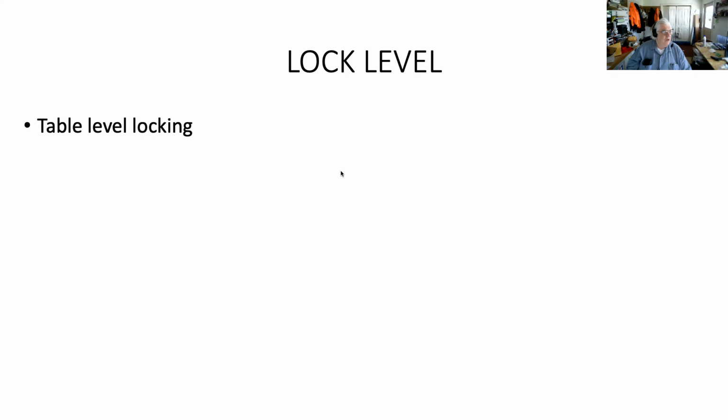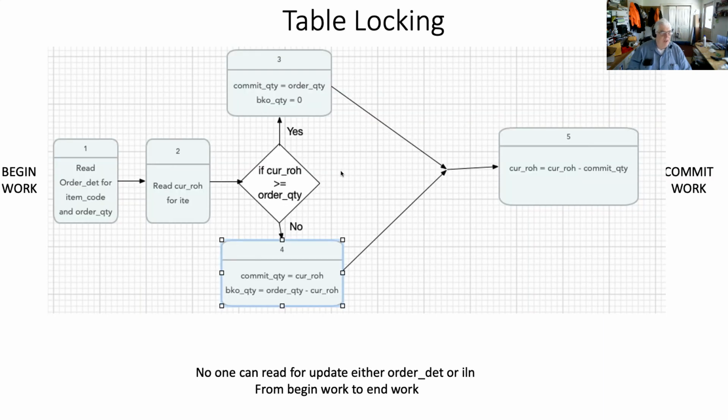We have the ability to do table level locking. With table level, when we begin work, this whole table, order DEET, is locked. And then the ILN table is locked. And nobody can get into them until we get over here to commit. So it's not just one row, we've locked the whole table. The advantage is that we don't need many locks. The disadvantage is we've locked the whole table.